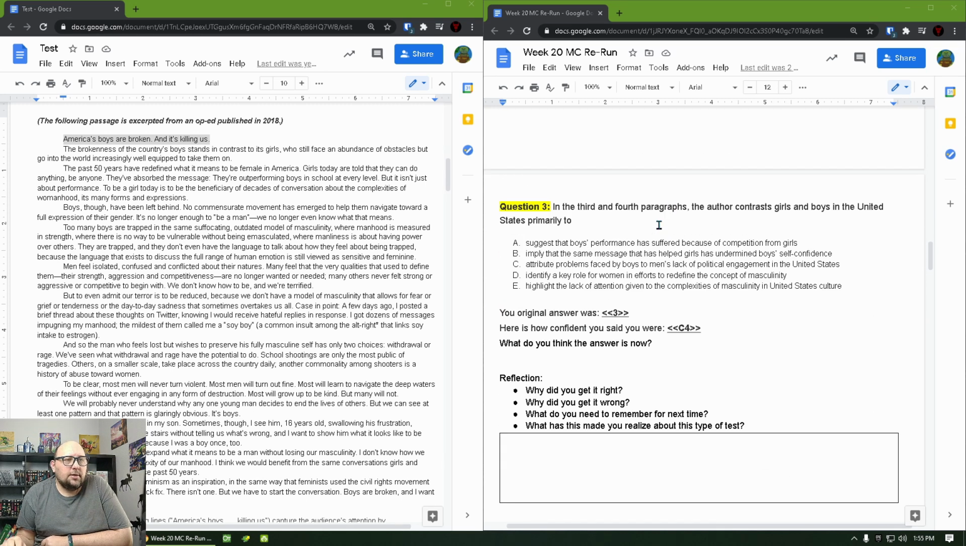Question number 3 says, in the 3rd and 4th paragraphs, the author contrasts girls and boys in the United States primarily to A, suggest that boys' performances suffered because of competition from girls. B, imply that the same message has helped girls has undermined boys' self-confidence. C, attribute problems faced by the boys to men's lack of political engagement in the United States. D, identify a key role for women in efforts to redefine the concept of masculinity. Or E, highlight the lack of attention given to the complexities of masculinity in United States culture.